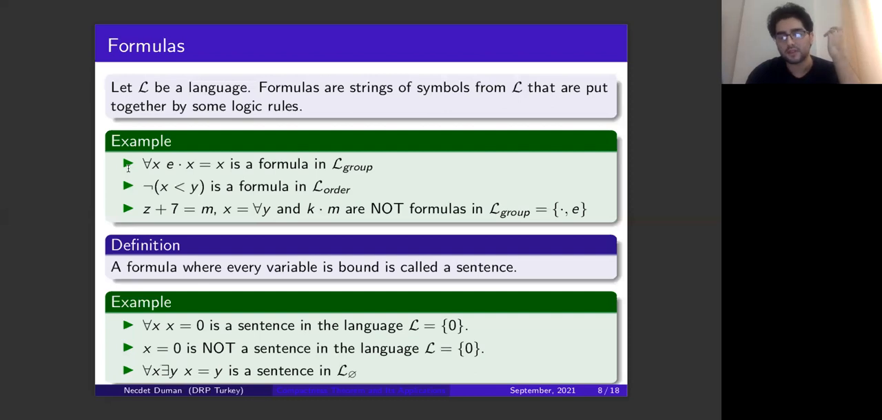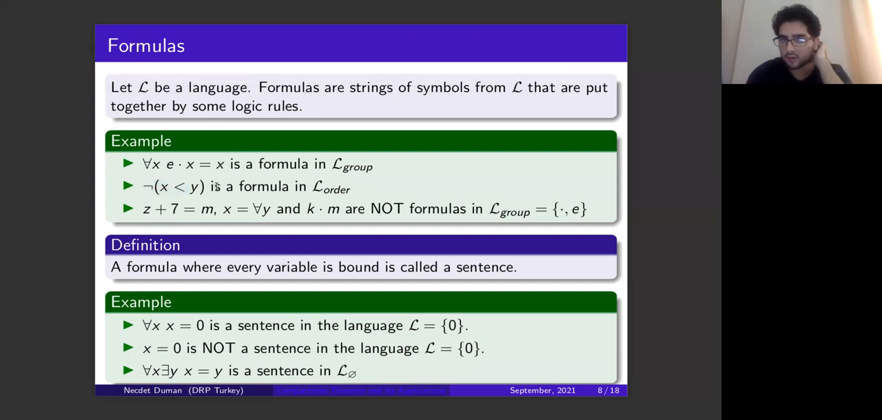And formulas are just symbols put together with some grammar rules. For example, with logic rules. So we have some formula examples here. This guy is a formula in the group language. Group language has these symbols. And that is because it has symbols from the group language, only the symbols from the group language, and it fits the logic rules. So this is a formula.